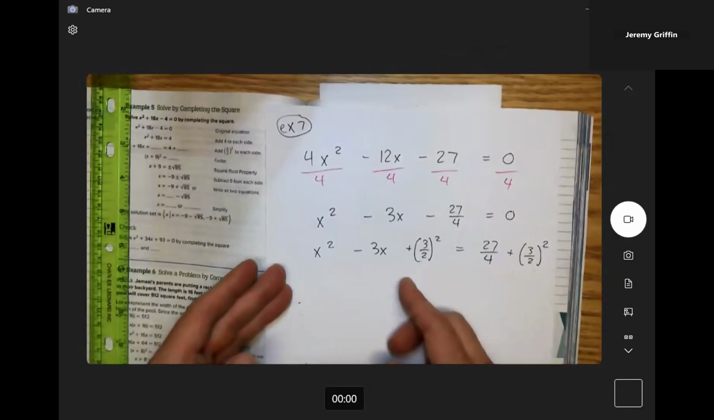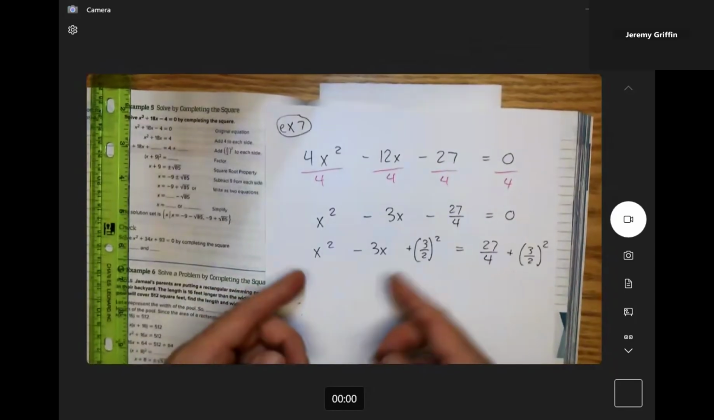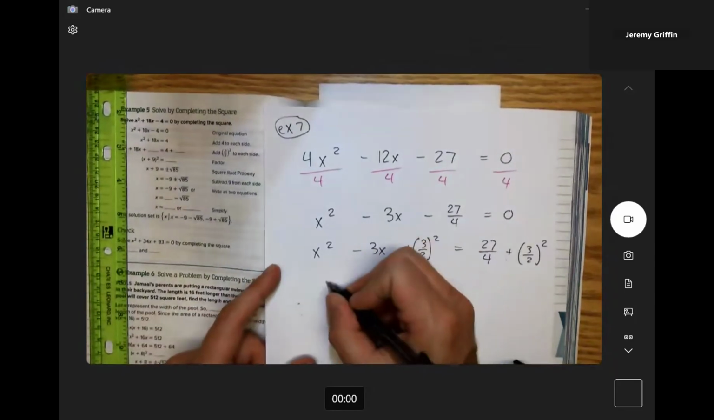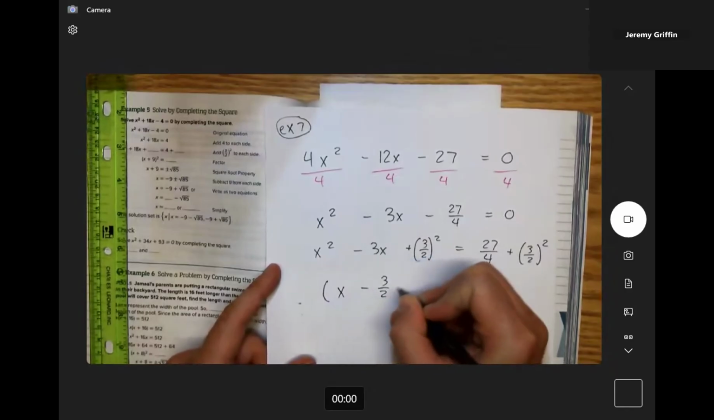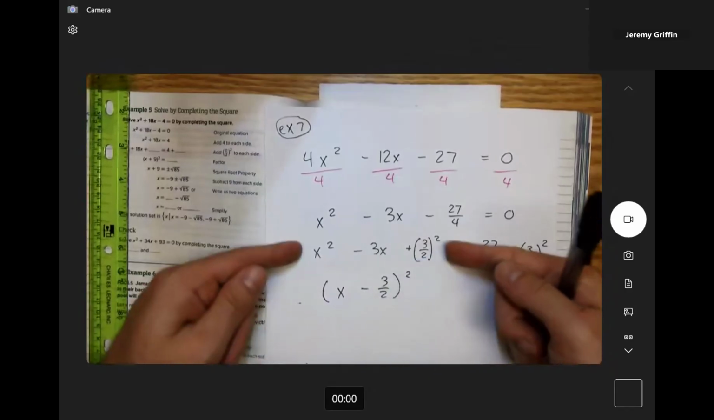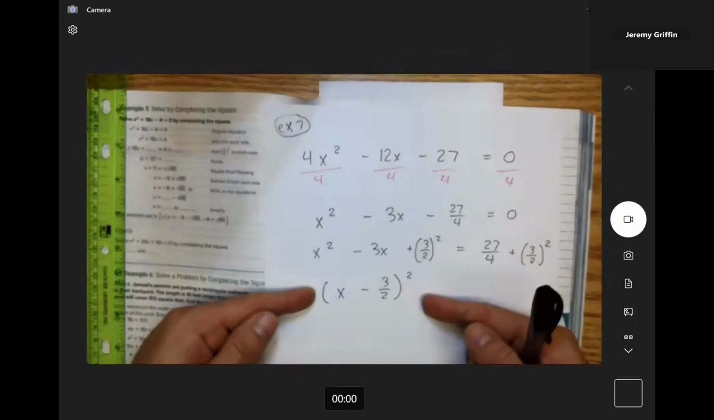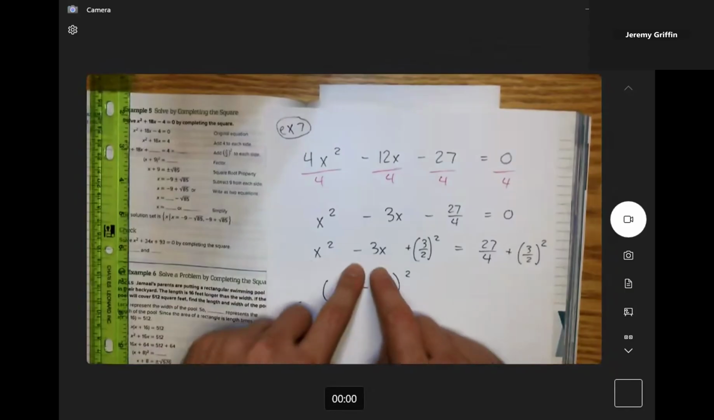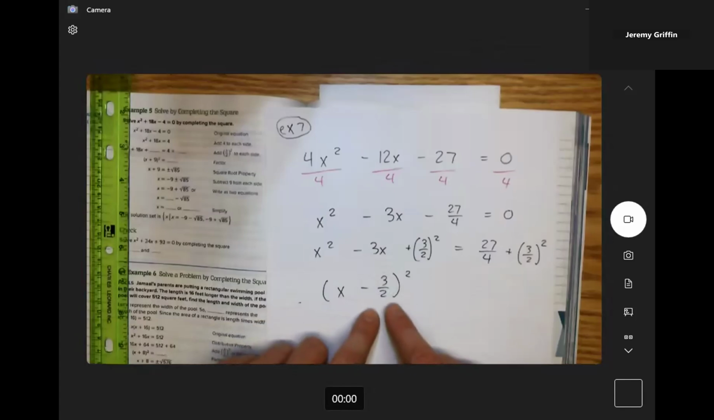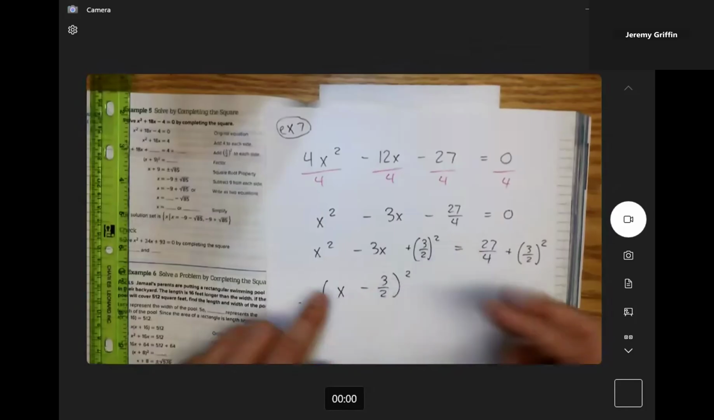And as long as I have it here on the left side, I can very quickly factor this, because this would be x minus 3 halves quantity squared. It's the same thing. If you expand this out, if you FOIL this, x times x is x squared. Negative 3 halves x plus negative 3 halves x is negative 3x. And then 3 over 2 squared, regardless of the negative, because that gets squared, it's just positive anyway, is this. So it all checks out.